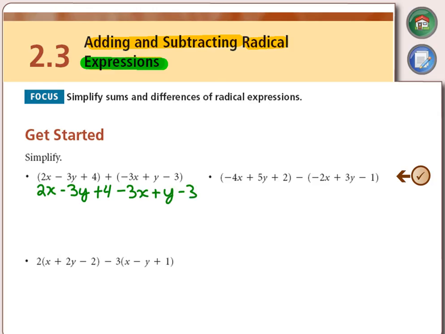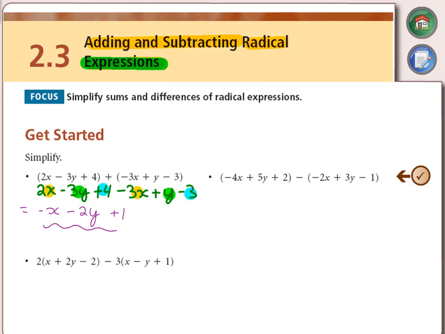And we're going to collect all of our like terms. So I'll color coordinate for you. There's my x's, those ones go together. There's my y's, those ones will go together. There's my constants, those ones will go together. That's going to give us 2x minus 3x, negative x. Negative 3y plus y, that's negative 2y. 4 and negative 1, that's plus 1. Done deal. Let's go to the next one.